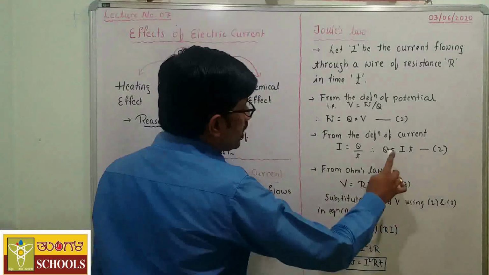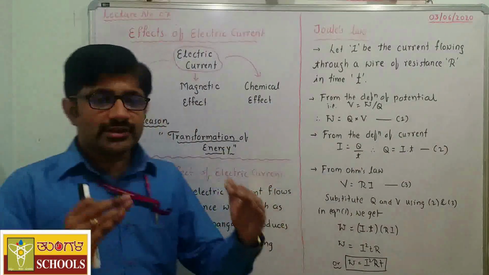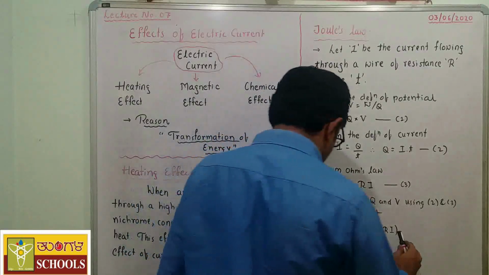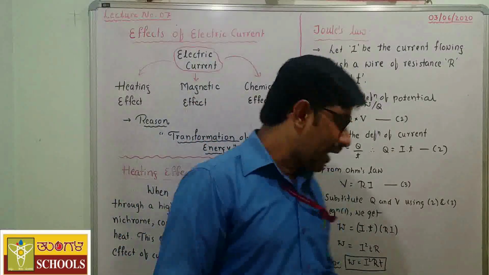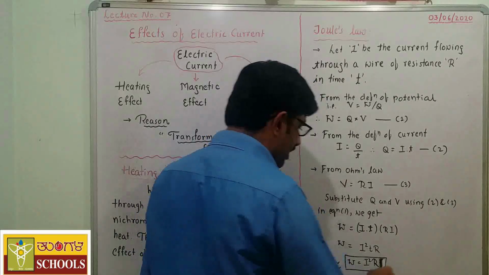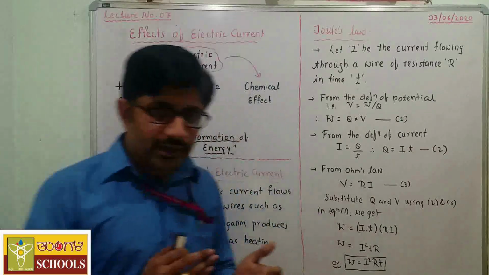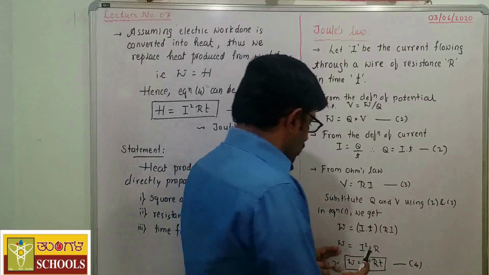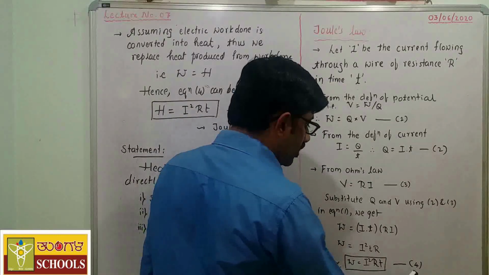Once you have the values of Q and V, substitute back in equation 1. After substitution, you are left with W is equal to I t into I R. Therefore work done is equal to I square t R, rewriting it as W is equal to I square R t. Means the work done is proportional to the square of current, resistance and time. Call this equation 4.